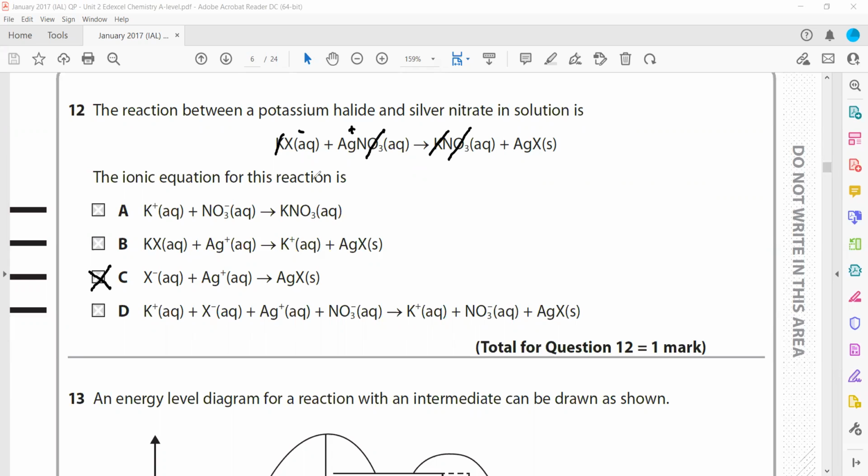So whenever you want to write an ionic equation, you will always cancel out the common ions in aqueous solution, and the ions which are left, plus any solid, liquid, or gas formed during a reaction, you will also write.